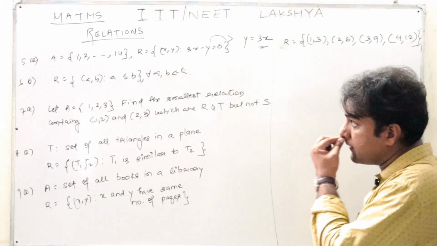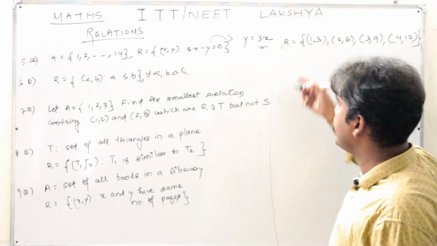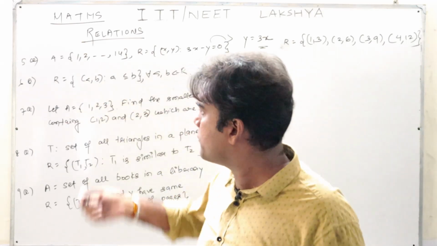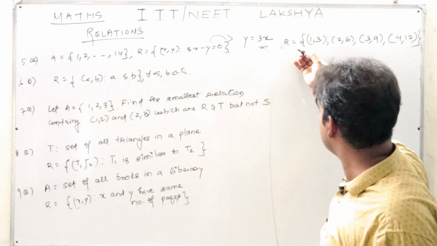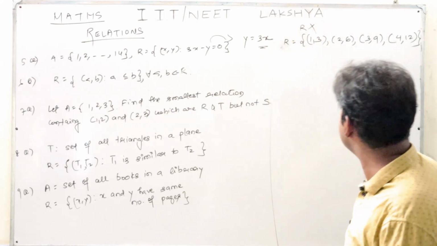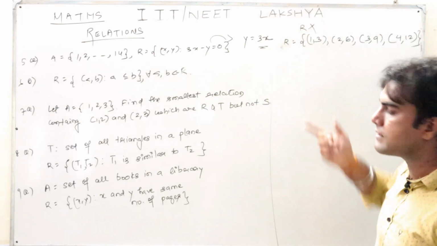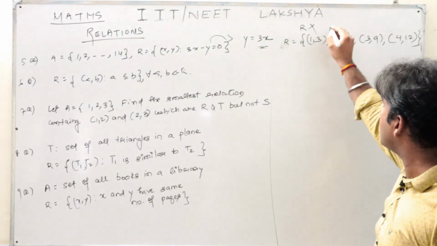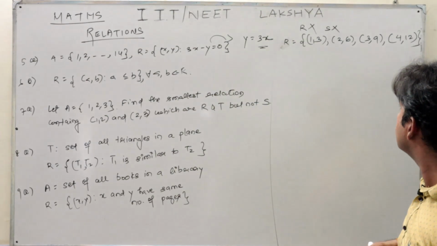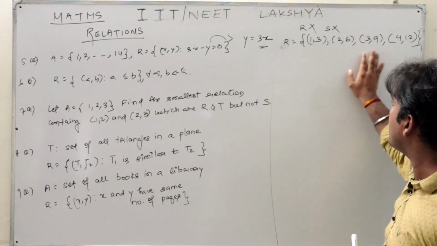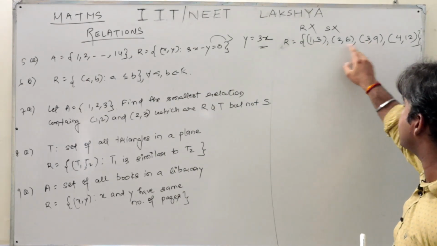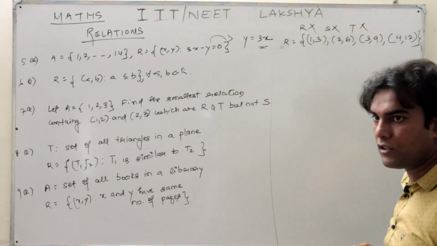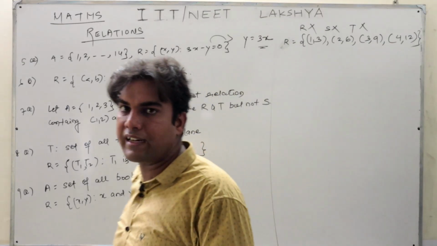Now I have to check whether it is reflexive. Obviously it is not reflexive, because reflexive means (1, 1), (2, 2), (3, 3), (4, 4) till (14, 14). So this relation is not reflexive. Is it symmetric? (1, 3) is there, but (3, 1) is not there. So it is not symmetric also. Then what about transitive? (1, 3) is there, (3, 9) is there. Is (1, 9) there? It is not transitive also.